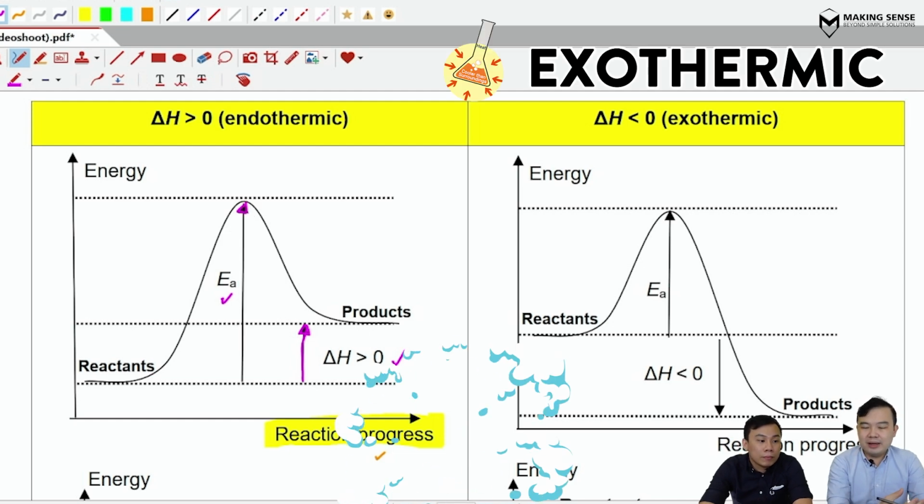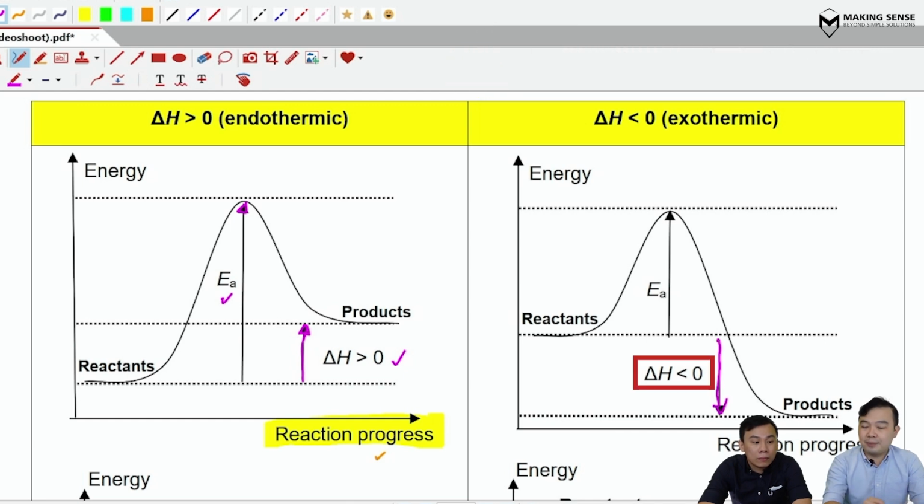In the case for exothermic, of course, it's going to be the other way around, because for exothermic reactions, you're going to see a negative enthalpy change. So it's a one-headed arrow pointing downwards, and of course, you're also going to see the activation energy.